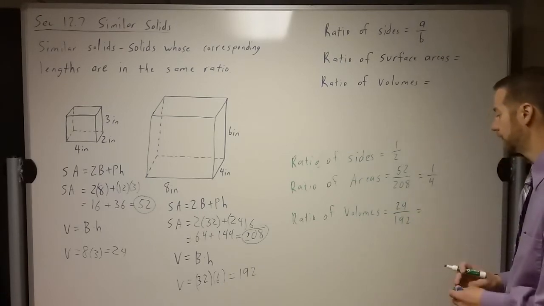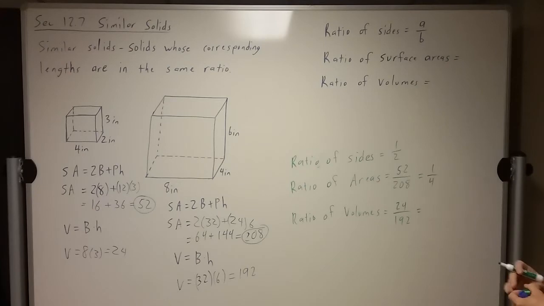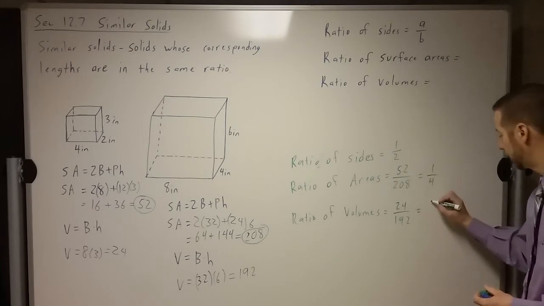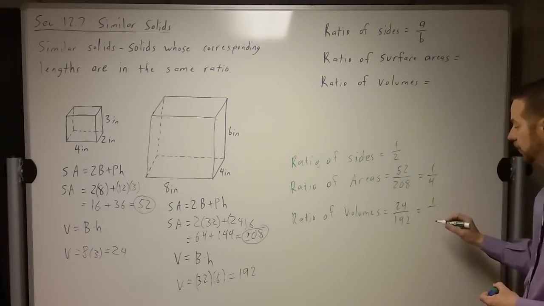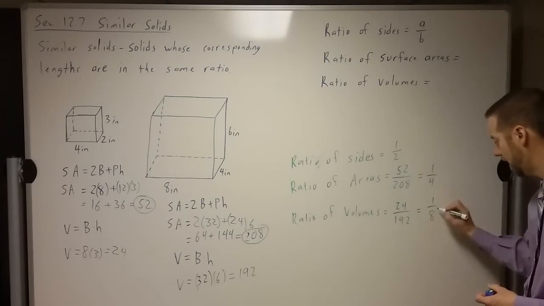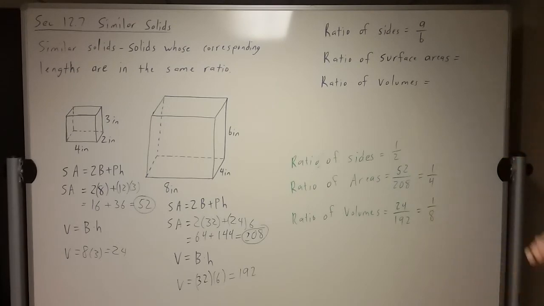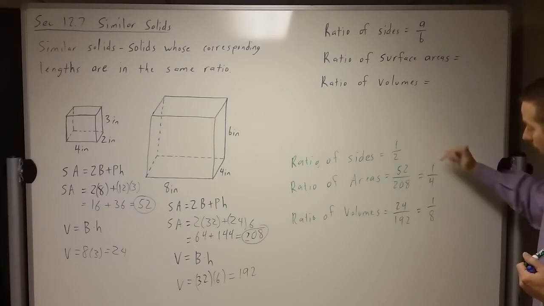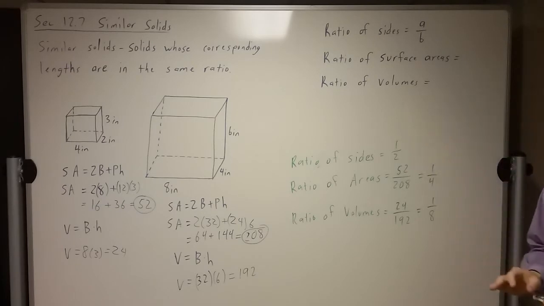24 divided by 192, if I divide both of those by 24, 24 divided by 24 is 1. 192 divided by 24 is 8. Now, here's what I want you to notice. The ratios all came out different.